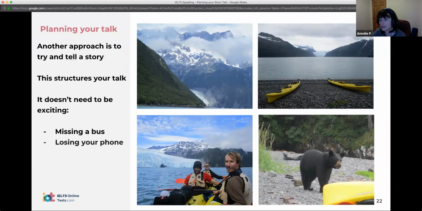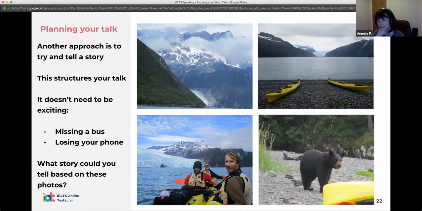And as we said, don't worry about it being funny, exciting, memorable. You don't have to make the examiner laugh. He just wants to hear your English, okay? So going back to these same pictures that we looked at, if you were going to use this as a story basis, what would be the story in a few words? Give me a heading for the story, a title for the story. What would be a good title for this story?